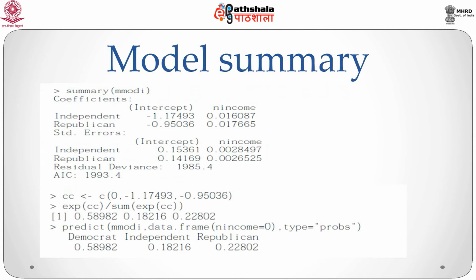We can also look at the individual coefficients to try and get a better understanding of the relationship between the categories and the response. So, the intercept term models the probabilities of party identification for an income of 0. We can get this relationship using the chunk of code, cc is c evaluated at the coefficients, and then using the predict function.